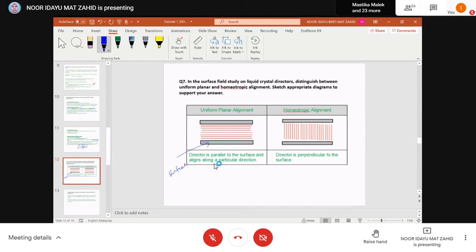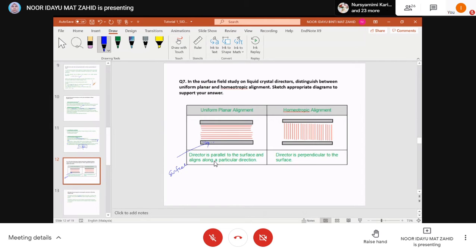This red line is the director. You can see this is your glass plate. The gray color is actually a glass plate where you sandwich your sample. If the director of your sample is parallel to the surface of your glass slide, this is planar alignment. Whereas for homeotropic alignment, the director of your liquid crystal sample is perpendicular to the glass surface.